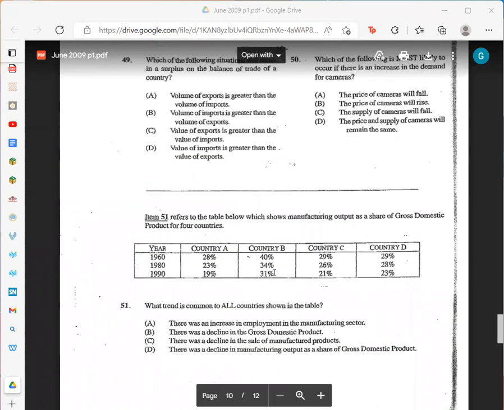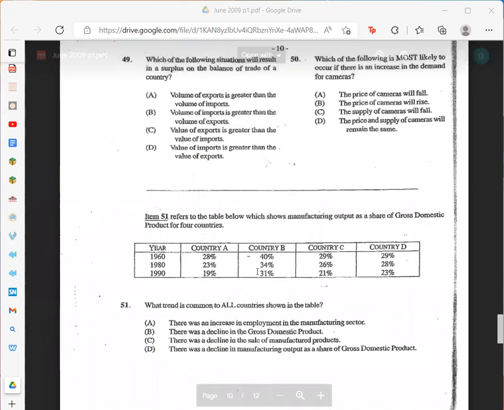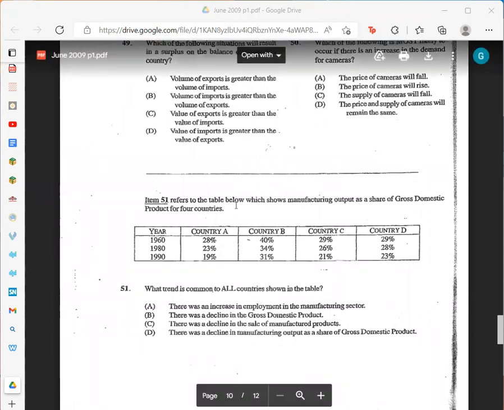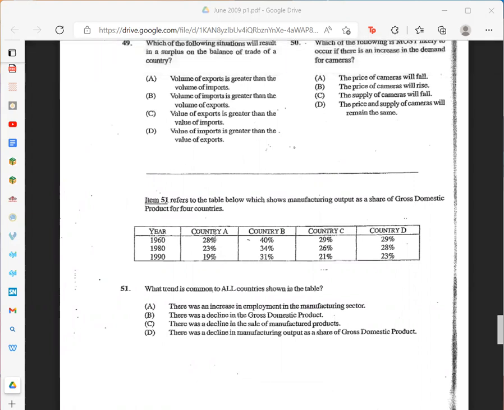So 51, it was way back there. I don't know if it's changed for y'all, but it should give you a worksheet if anything. 51, what trend is common to all countries shown? Again, the table shows manufacturing output as a share of GDP. In each country, you notice a trend: decrease here, decrease, decrease, decrease. So what option is correct? Is there a decline in GDP or is there a decline in manufacturing output as a share of GDP? Tell me. This one comes a lot.